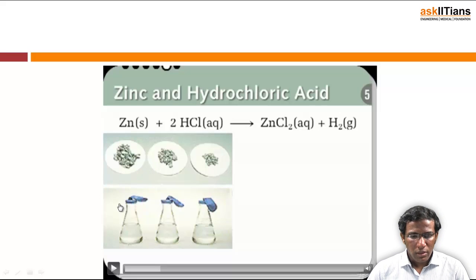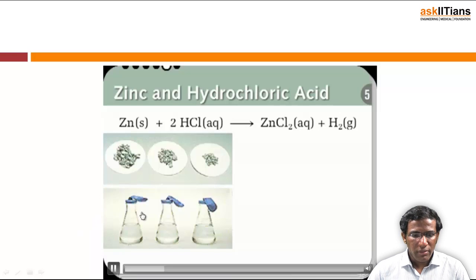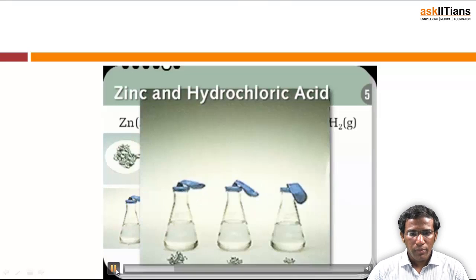The other thing that we need to observe is whether the hydrogen gas which is liberated is in equal volumes or in different volumes in these three reactions. So these are the important observations that we need to make here. Let's see what happens during the reaction. Here we have attached a balloon. Whenever the hydrogen gas is formed, this balloon expands. So from the expansion of the balloon, we will understand how much volume of the hydrogen gas is liberated.